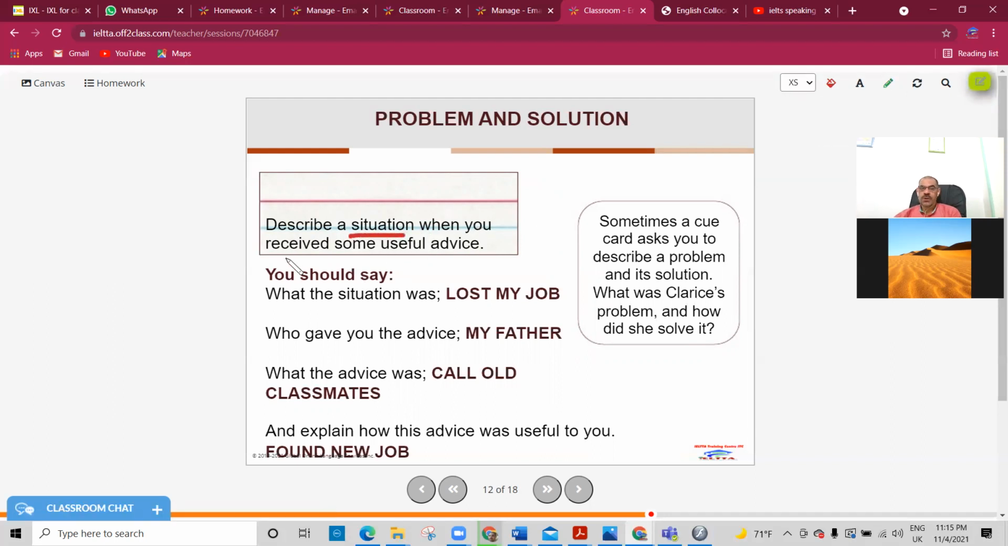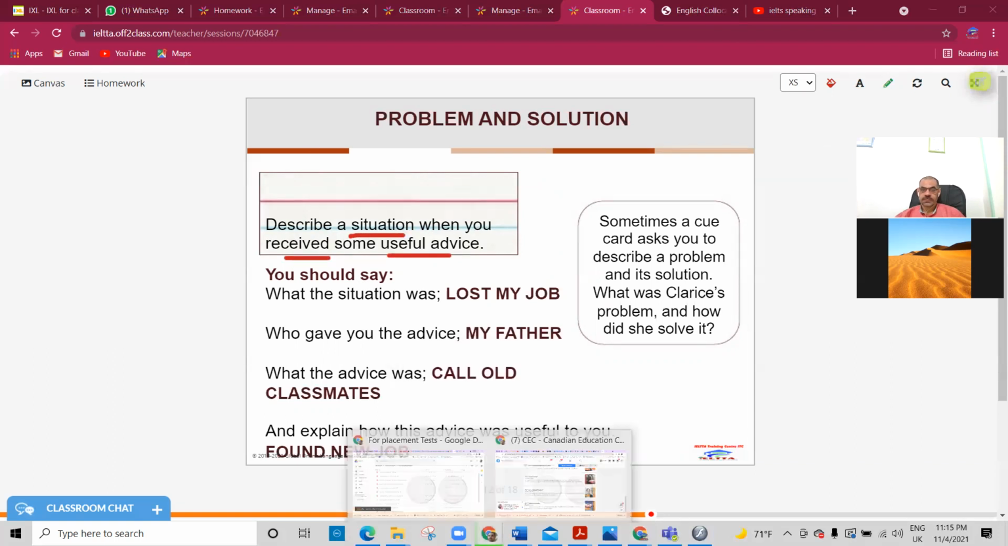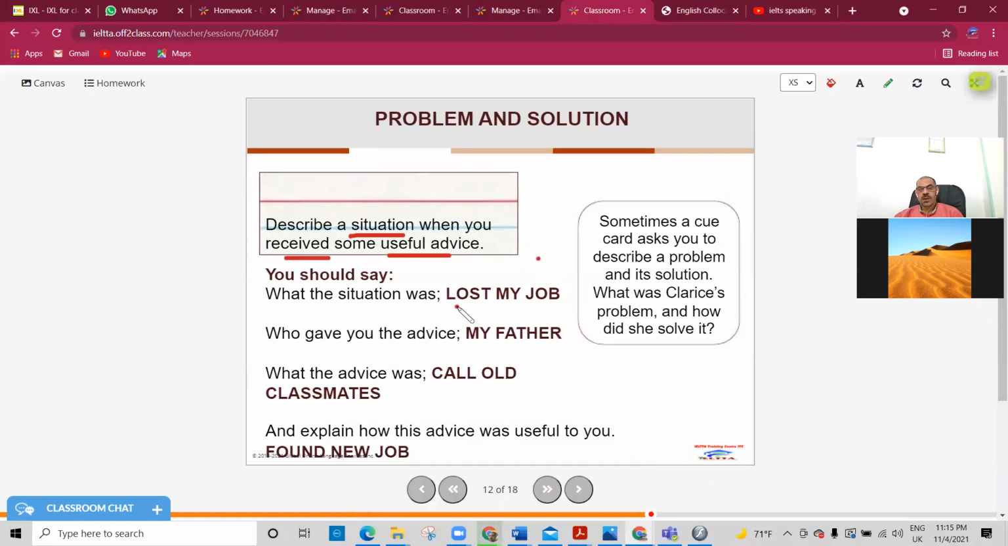Describe a situation when you received some useful advice. On this cue card, someone is sending a message or something. Okay. Lost my job, for example. This is a problem, a situation. My father, who gave you the advice, father, what's the advice? Call all classmates, explain, found a new job. Explain how this advice was useful, found a new job. So in preparation for this talk, you just add some sort of telegraphic answers and use the technique.